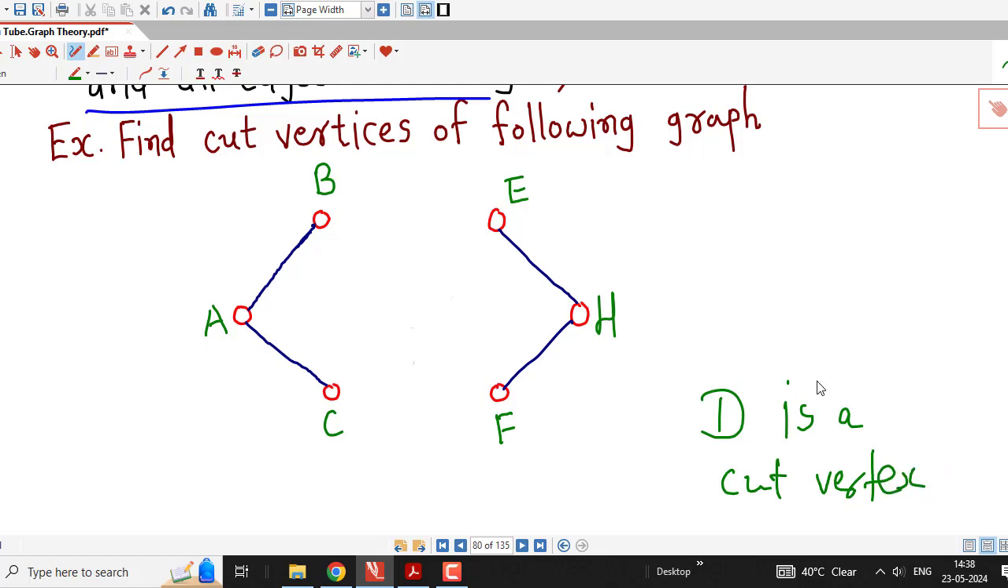Vertex D is a cut vertex because after removing vertex D and all edges incident with D, we obtain two connected components, or two subgraphs which are connected. So therefore D is a cut vertex. So we come back to the original graph.